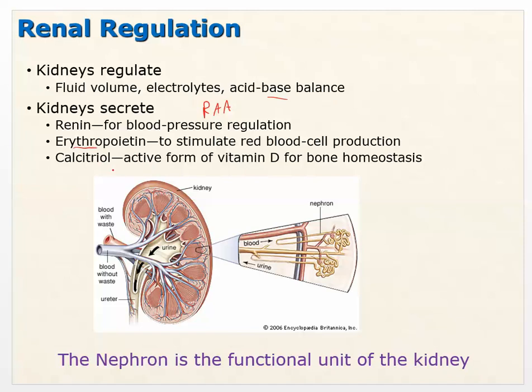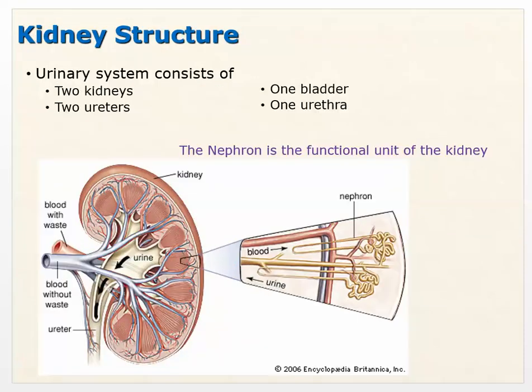And then calcitriol, which is also regulated. It's a kidney hormone that regulates bone. Well, it regulates calcium. It says bone homeostasis, but it kind of regulates calcium and reabsorption of calcium. Okay, so obviously, if the kidneys fail, then you can have calcium deficits too. So, kidney structure, not much new here. Two kidneys, two ureters, one bladder, one urethra.